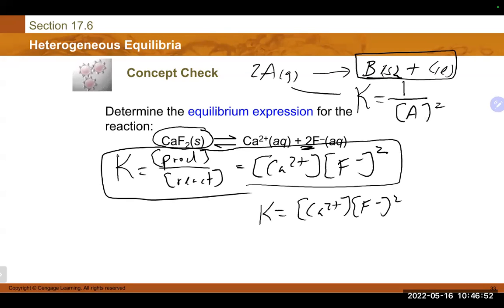So if you ever had a situation like that where nothing on the product side should be included, but something on the reactant side should be included, you just do one over the reactants, and that would be how you would get the correct expression. Any questions on that there?